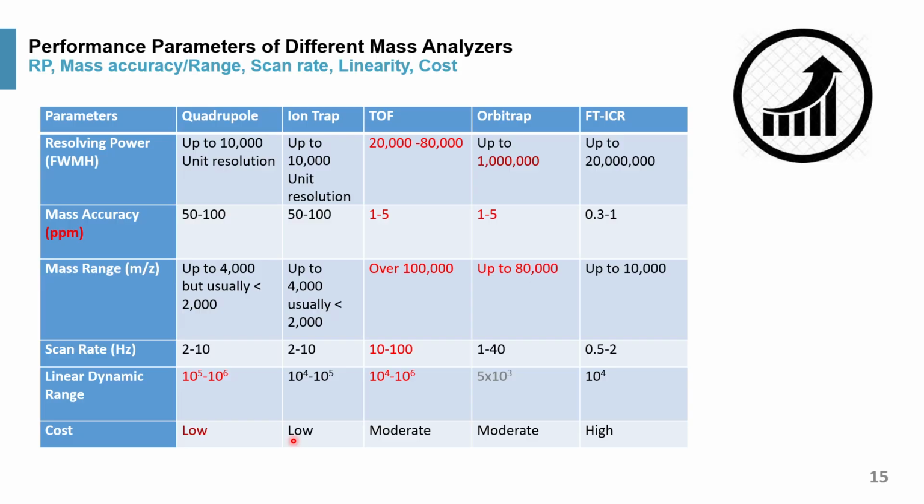This big table summarizes the performance of different types of mass analyzers, the common ones mentioned before: quadrupole, ion trap, TOF, Orbitrap, and FTICR. It summarizes performance in terms of resolving power, mass accuracy, mass range, scan rate, linear dynamic range, and cost.